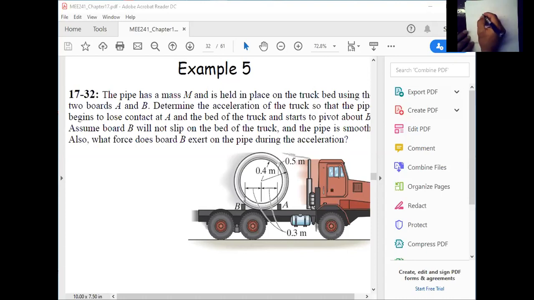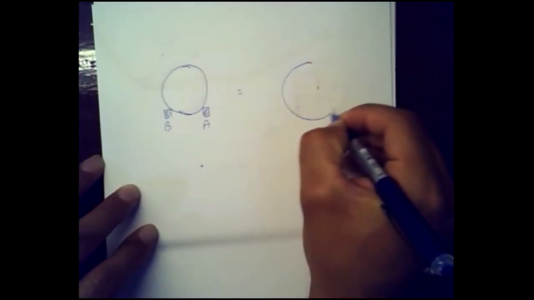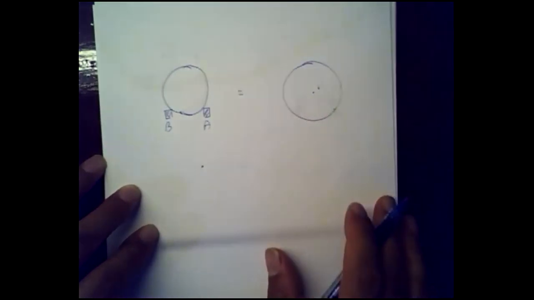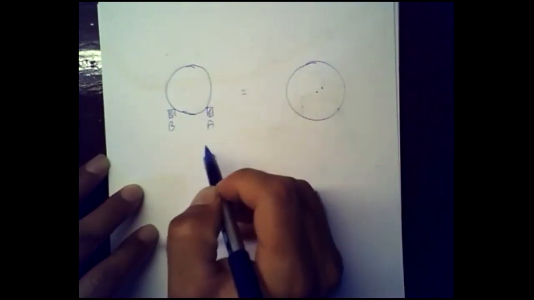In this example, we have that spool that is sitting on a truck. The spool is constrained between these 2 blocks, B and A. I'm going to stop that so you can see the video very well. What we would like to find is the maximum acceleration of the truck so that the reaction here is going to be 0.